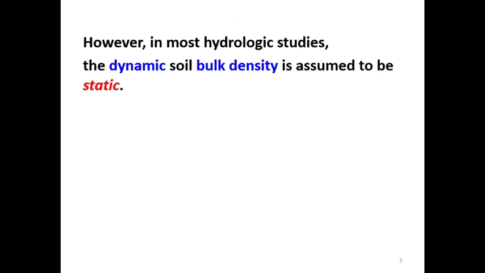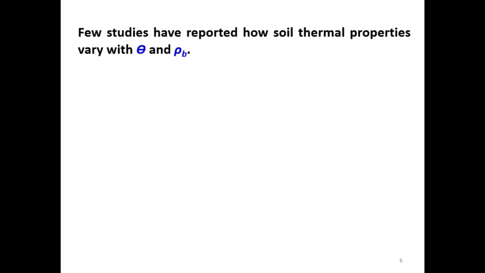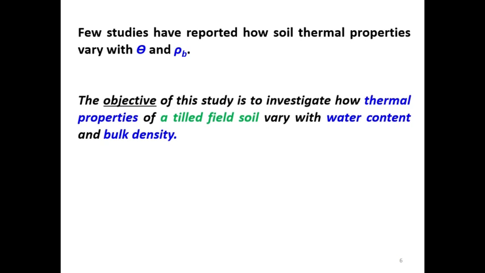However, in most hydrologic studies, the dynamic soil bulk density is assumed to be static. In fact, that is not true, and the influence of this assumption is not fully known and may be important. Even though we know that the relationships of soil thermal properties with water content and bulk density are important, few studies have reported how soil thermal properties vary with water content and bulk density. So the objective of this study is to investigate how thermal properties of a tilled field soil vary with water content and bulk density.